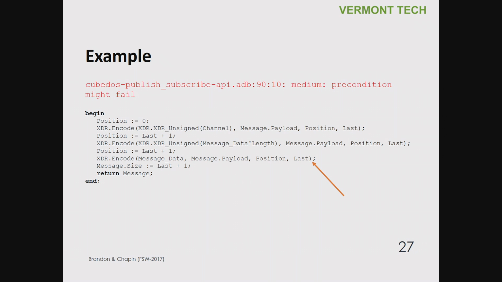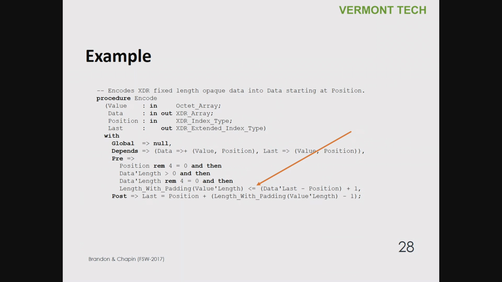Here's another example that is a little bit interesting. This is some code where it's encoding some data for the messages, and it complains about this last line here, and it says that the precondition might fail on this encode procedure. So you think, well, what's that look like? This is the declaration of the encode procedure, and down here after the word with are a bunch of aspects that describe various characteristics of this procedure. Here's the precondition, there's also a postcondition.